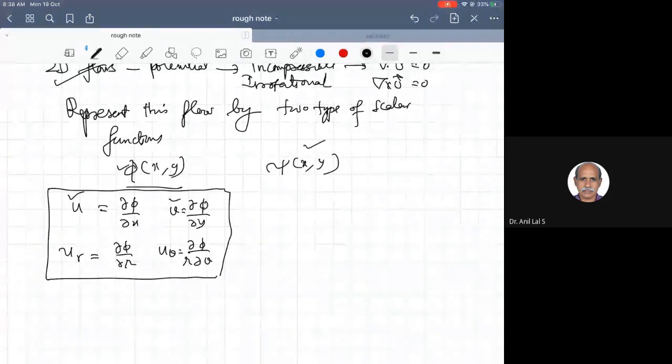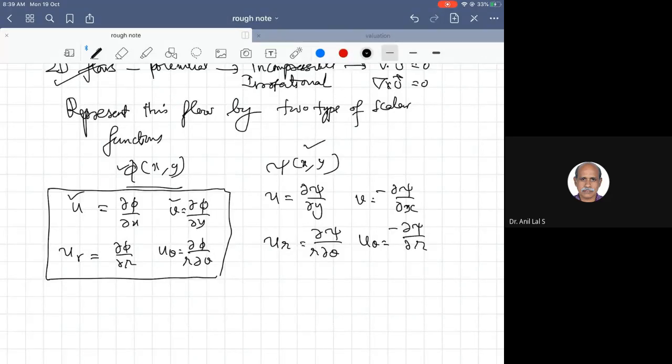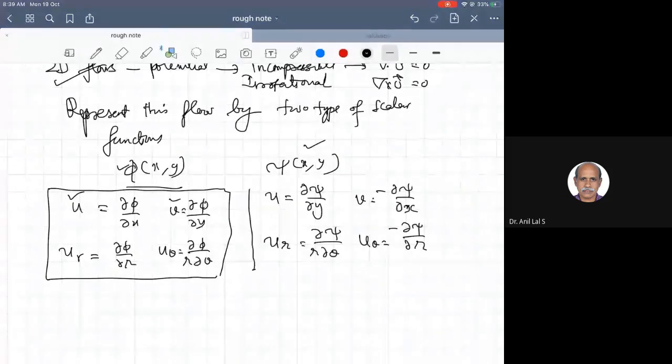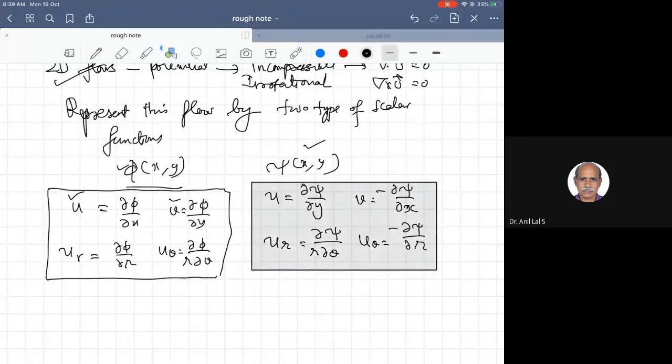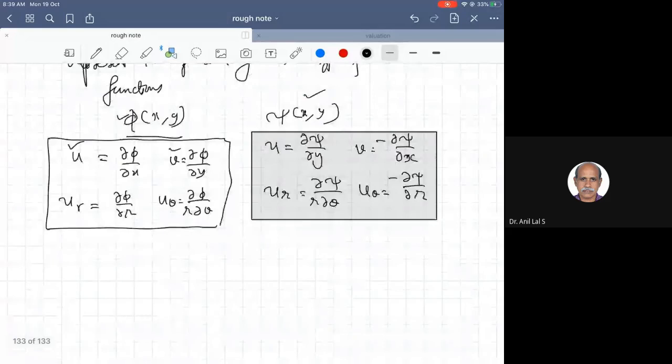Similarly, for psi, also we have u is equal to dou psi by dou y, and v is equal to minus dou psi by dou x. And if you want to write, ur is equal to dou psi by r dou theta, u theta is equal to minus dou psi by dou r. So this is also for the stream function, right?